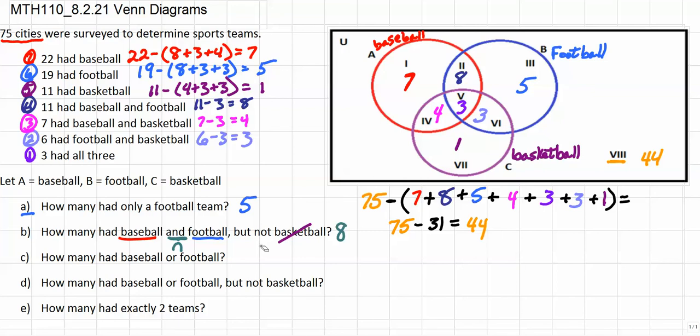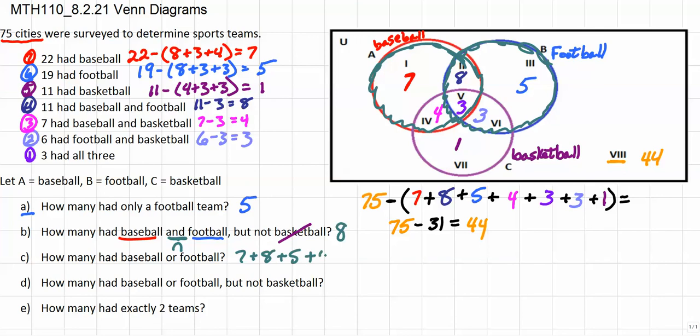So since it's a union of baseball and football, we're going to go ahead and understand that we're looking at everything that's contained in this circle and everything that's contained in this circle. Now, there is overlap, but we won't count those twice. So we're going to count all of these values together. 7 plus 8 plus 5 plus 4 plus 3 plus 3 to get our total. And that will be equal to 30.